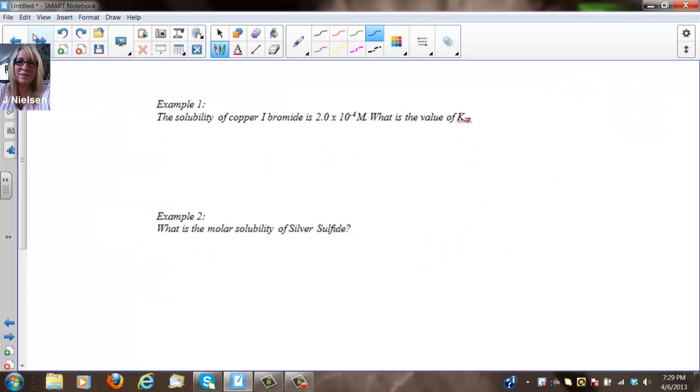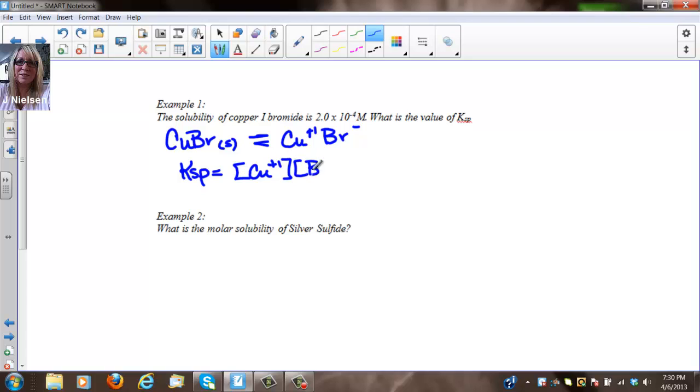So let's get into problem solving. The solubility of copper(I) bromide is 2.0 times 10 to the negative fourth molar. What is the value of Ksp? So the first thing we want to do is write a formula. Cu is plus 1, Br is minus 1, so it's simply CuBr, a solid, going to Cu+ and Br-. So our Ksp is going to be equal to the concentration of Cu+ times Br-.